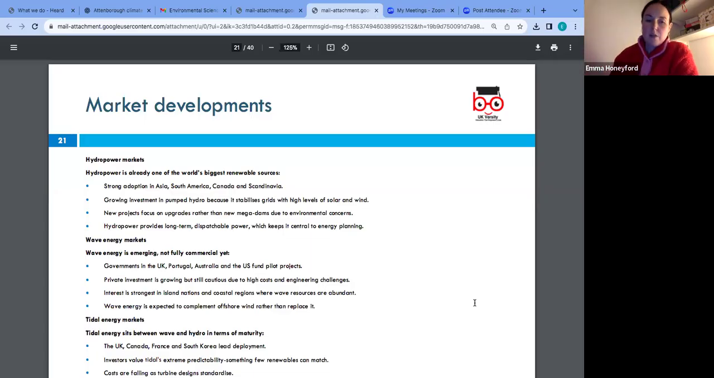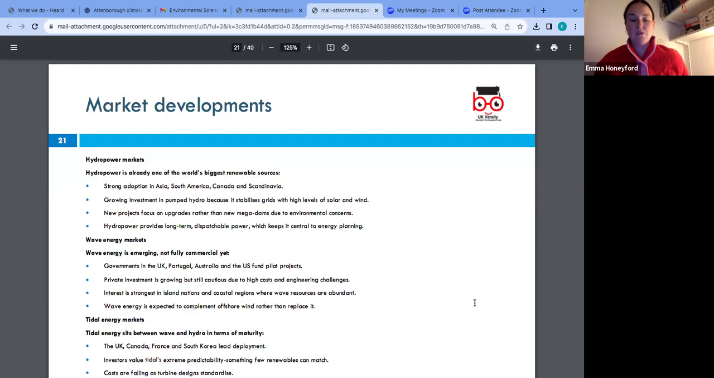So for wave energy markets, wave energy is emerging but not fully commercial yet. So governments in the UK, Portugal, Australia and the US are currently funding pilot projects. Private investment is growing but still cautious due to high costs and engineering challenges. So it's been restricted.